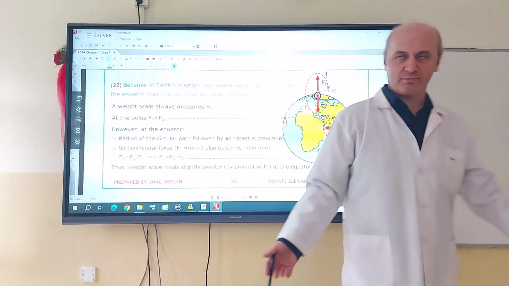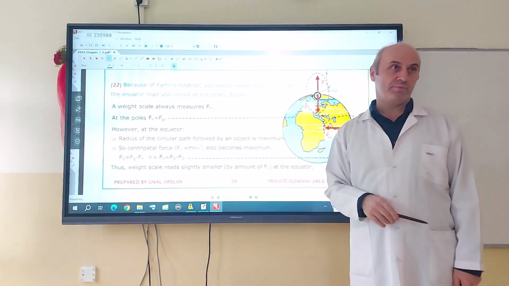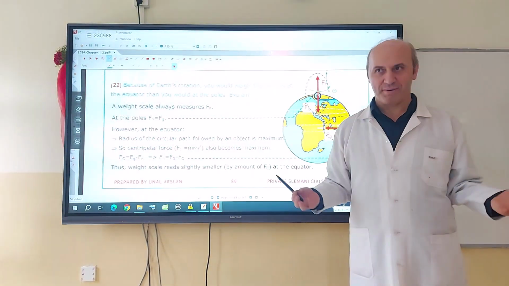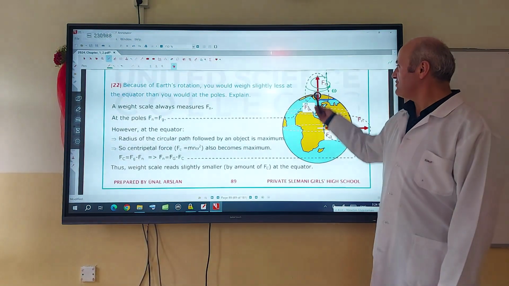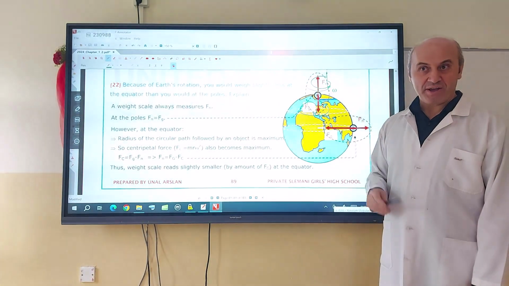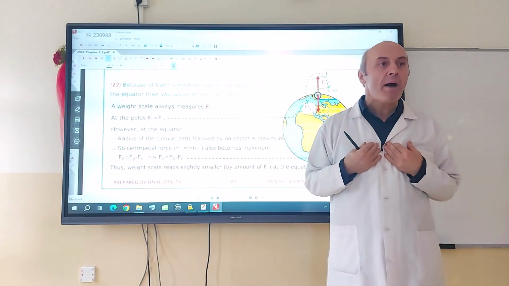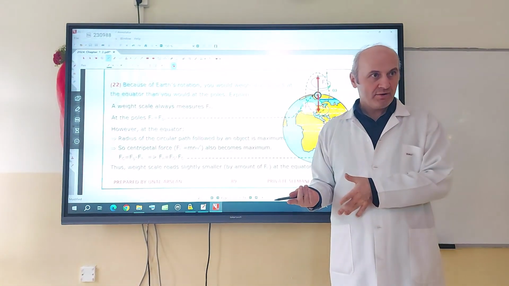I'm forgetting things, I'm tired. At the poles, your body is not in circular motion. So no centripetal force. So equilibrium. At the poles, your body is in equilibrium. That's why Fn and Fg are equal to each other. At the poles, you are measuring exactly the same number. Whatever Fg is, Fn is the same.